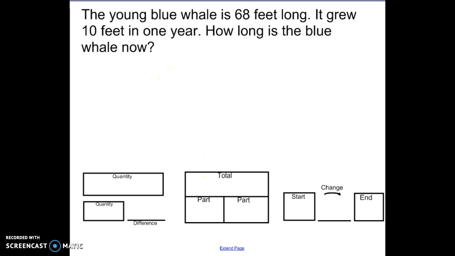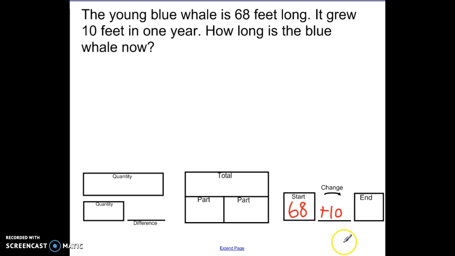The next strategy will be our start and change diagram. So the young blue whale is 68 feet long. It grew 10 feet in 1 year. How long is the blue whale now? So we know there's been a change. The blue whale was 68 feet. It has grown 10 more feet. So I need to plug the 10 and the 68 into my change chart. So we started at 68. There has been a change. It grew 10 feet, and now we're trying to find how long it is now.